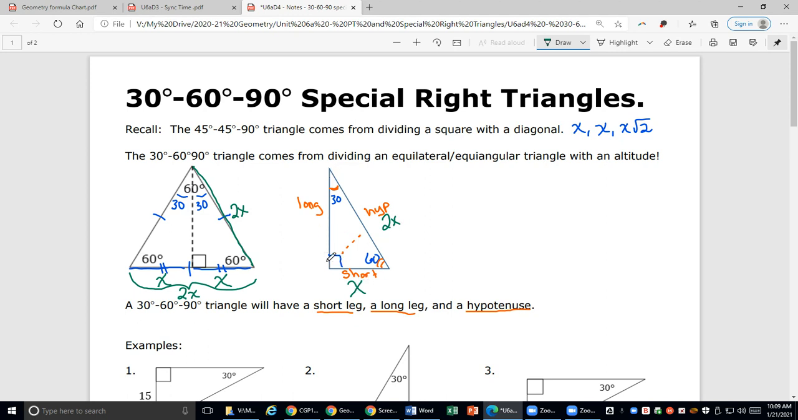The long leg is a little bit more challenging to find. Because if we were going to put this in the Pythagorean theorem, we would do the leg squared plus the leg squared equals the hypotenuse squared, right?